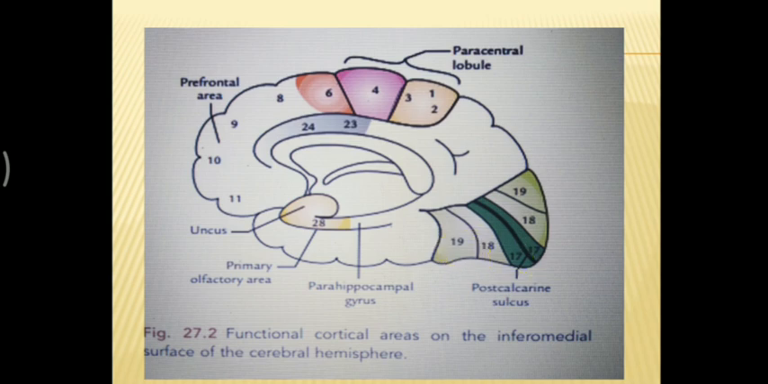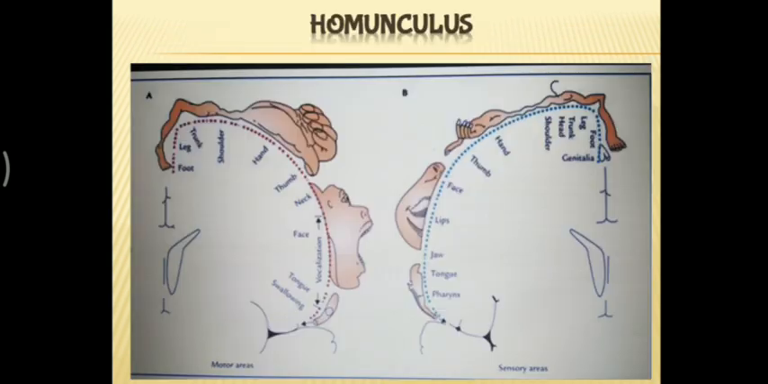And about the homunculus. So the homunculus is a mapping of areas that control the different parts of the body. For the motor areas, we start from the medial surface and go to the lateral surface. So from the medial surface: foot, leg, trunk, shoulder, hand, thumb, neck, and face and tongue. So here in the motor areas, the face, lips, and tongue occupy a greater part than the limbs or extremities.